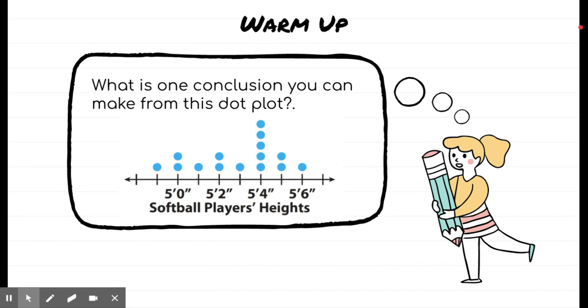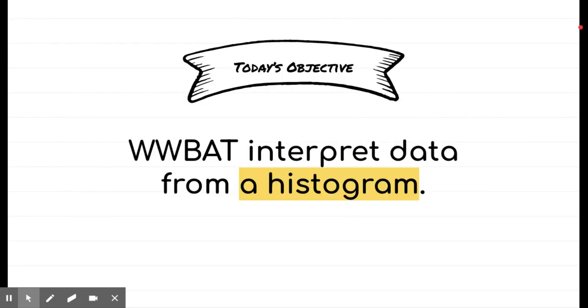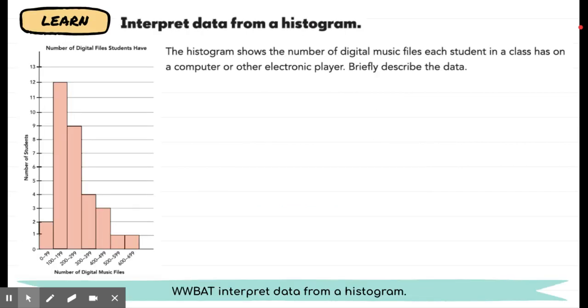So one thing you can say is that there are more people that are 5'4" than any other height. You can also say that 7 people are shorter than 5'4", or that the tallest person from this team is 5'6". There are many things you can say about the dot plot, and today we are going to dig deeper into how we can interpret data from a histogram. So let's look at this first example.